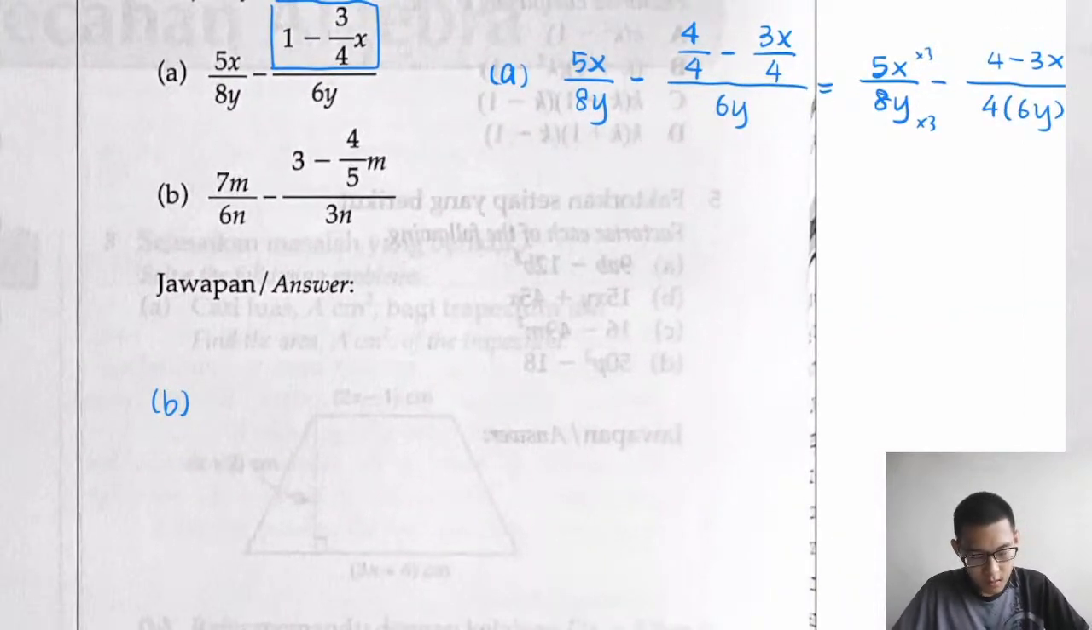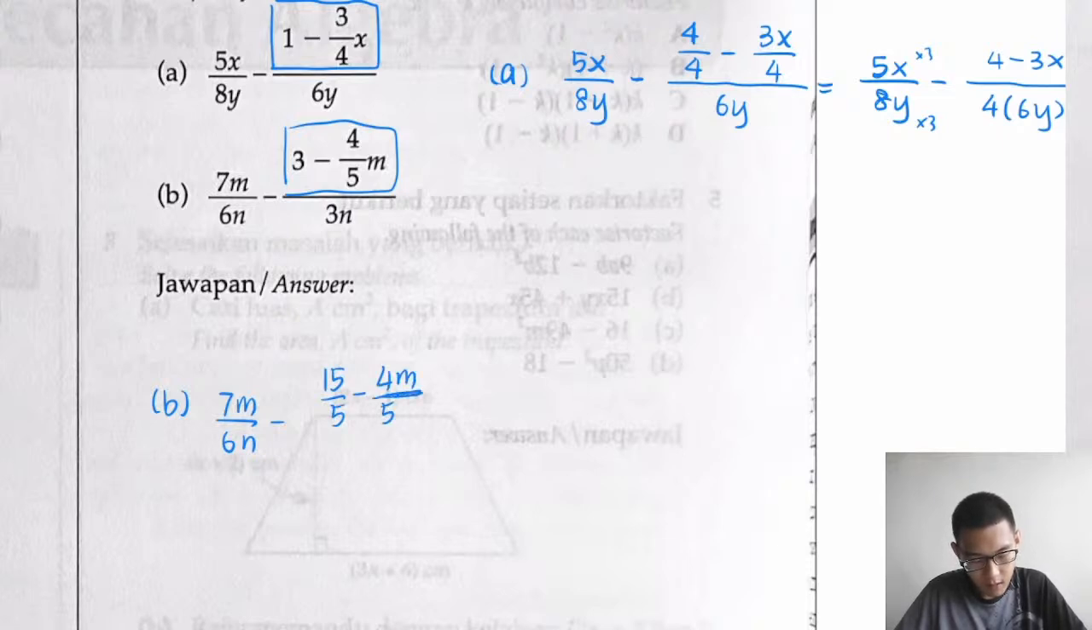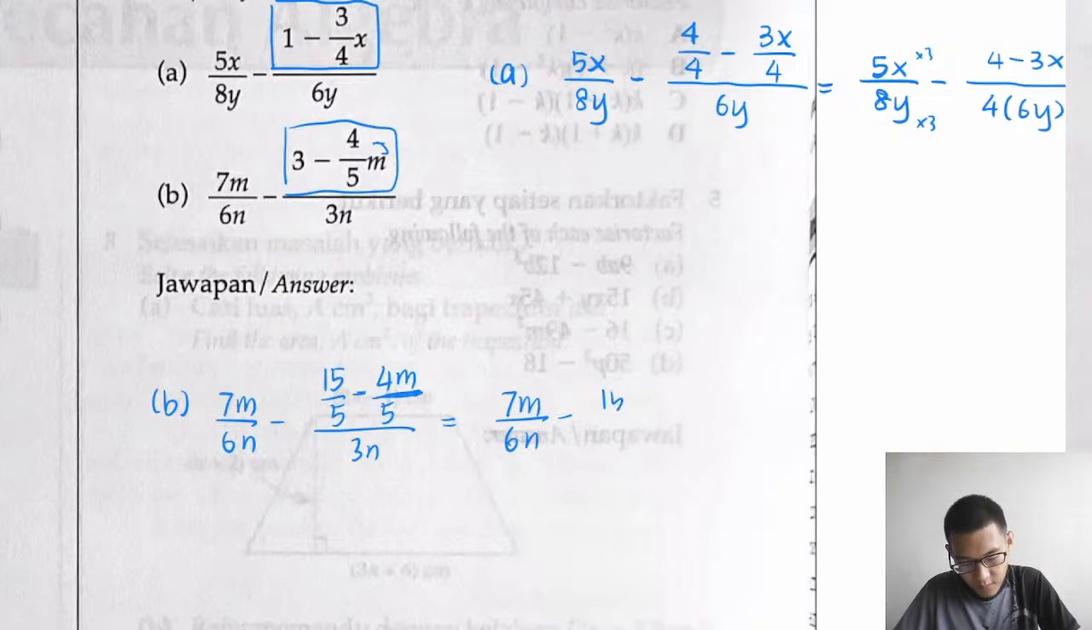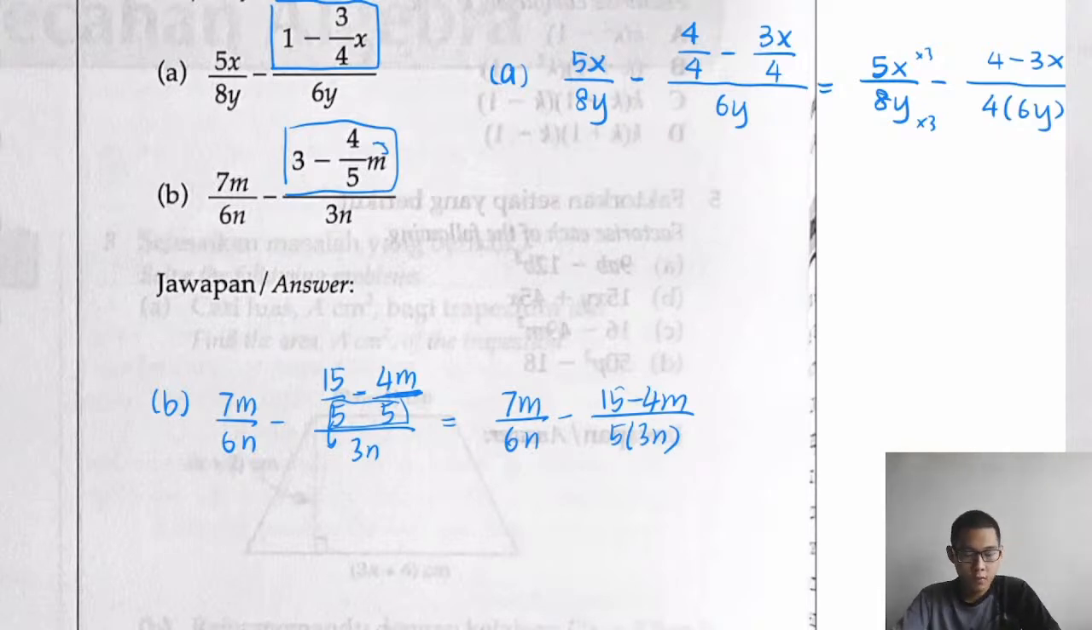So for B also, we try to solve this first. We have 15 over 5 minus 4 over 5m. We can take the m up here, divided by 3n. So actually 7m divided by 6m minus 15 minus 4m divided by 5 times 3n. Because 5, they divide and divide again, it means below we have 5 times 3.